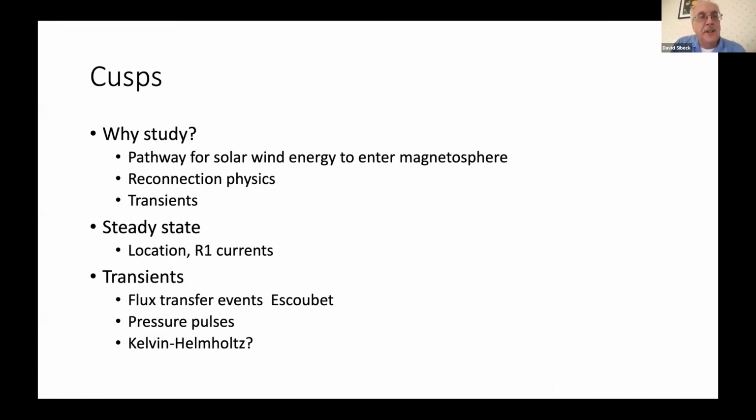Down to the cusps. Why should we study the cusps? They're a pathway for solar wind energy to enter the magnetosphere. They help us learn about reconnection physics. They have plenty of transients in them. In steady state, we've got a pretty good grasp on where they occur, and the transients, there are lots more to be learned there.